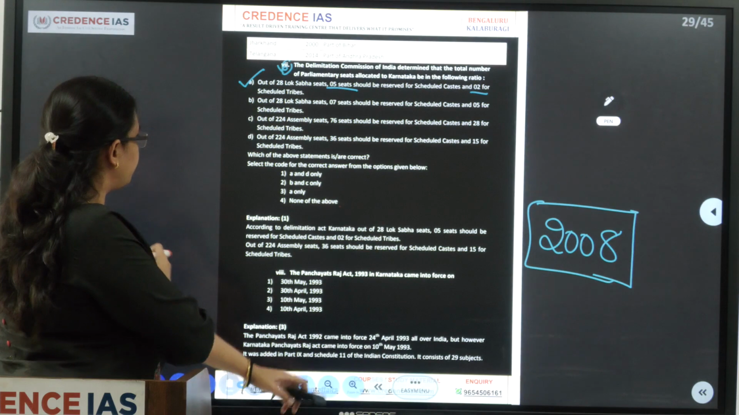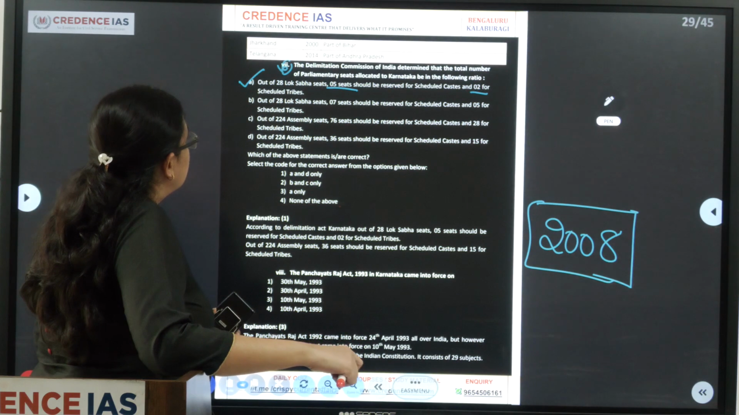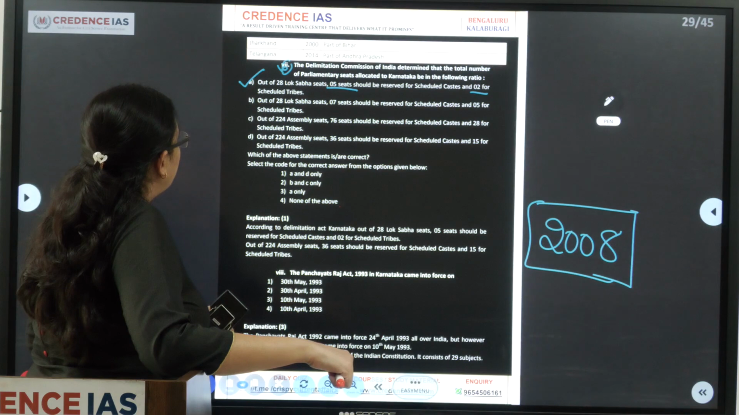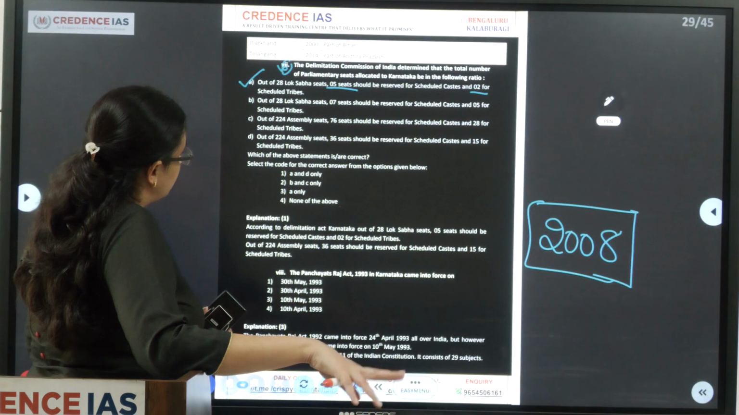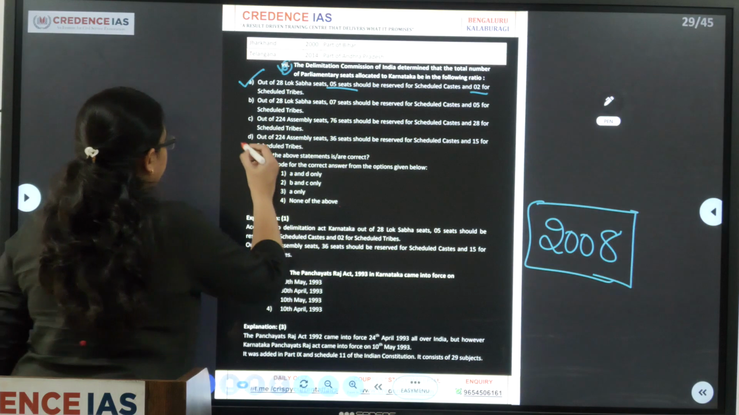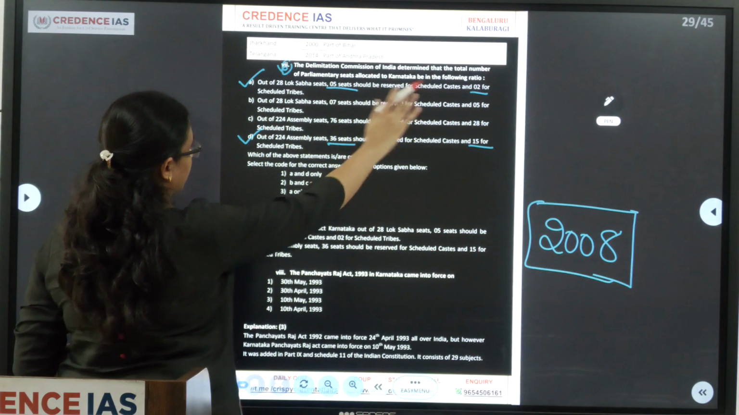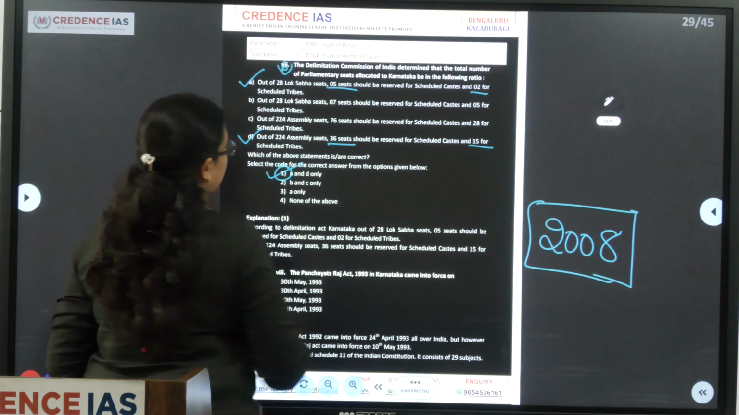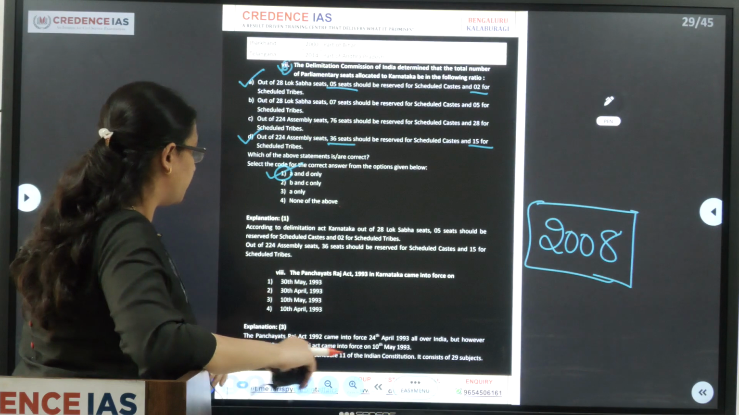Now, out of 224 assembly seats, that is Karnataka State Legislative Assembly seats, 36 seats should be reserved for scheduled castes and 15 for STs. Out of these two, this is correct. That is 36 and 15. Here 5 and 2. So A and D are correct. This was passed as per the Delimitation Commission Order 2008.